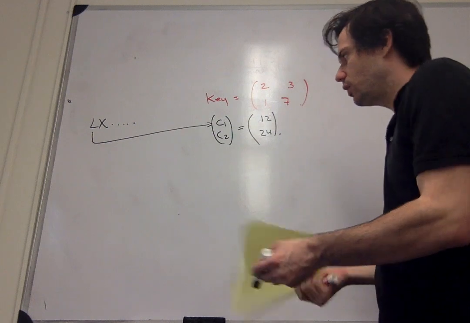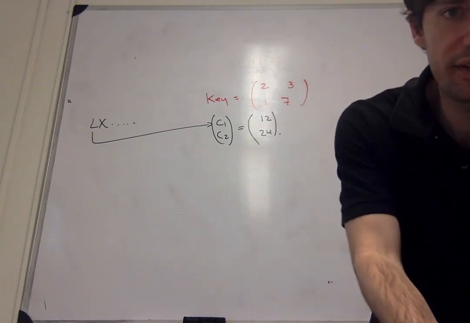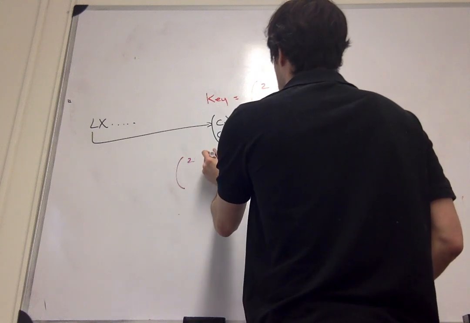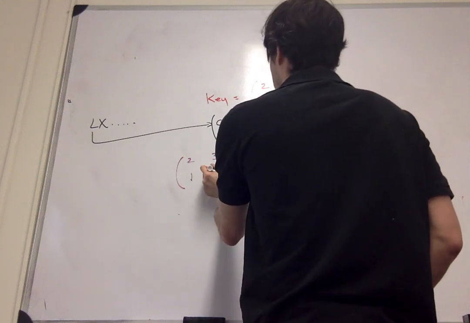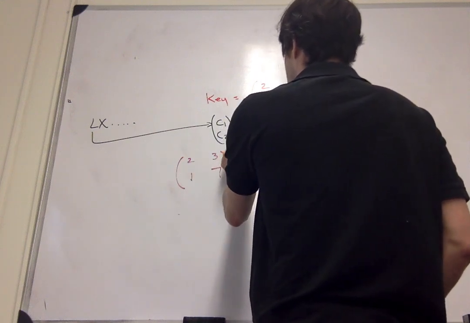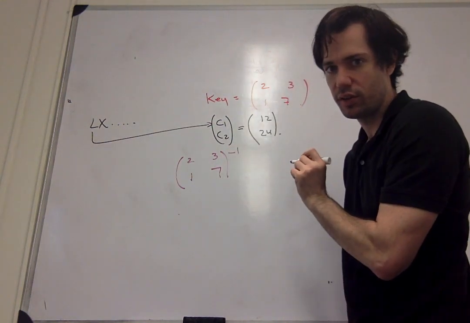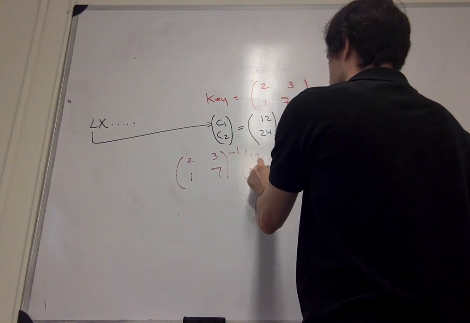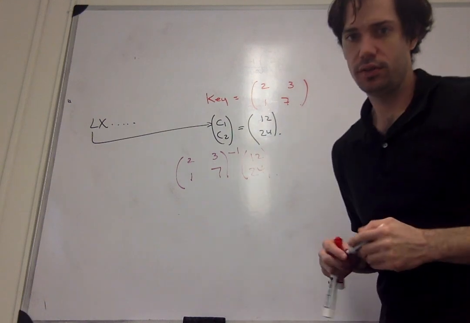Okay? So what you literally want to calculate is the inverse of 2, 3, 1, 7 times 12, 24.